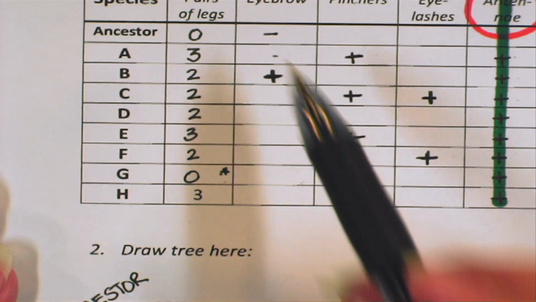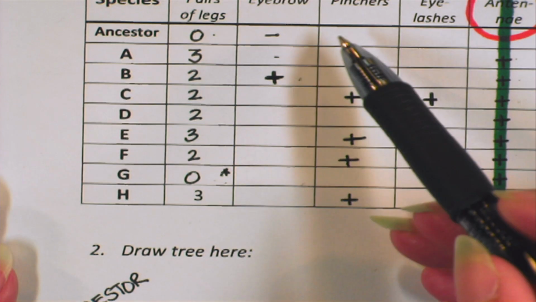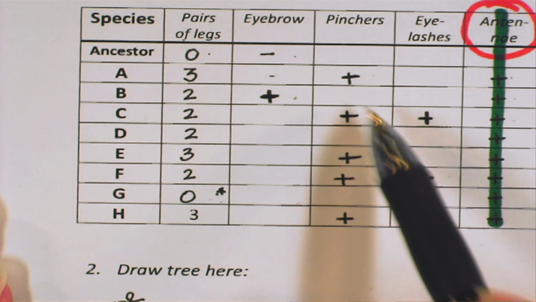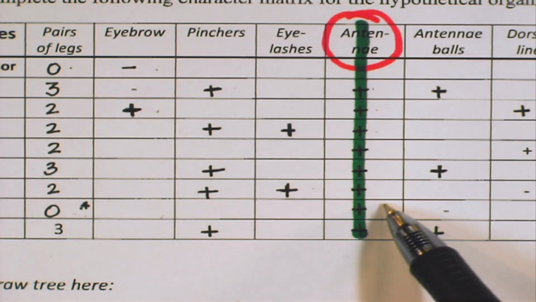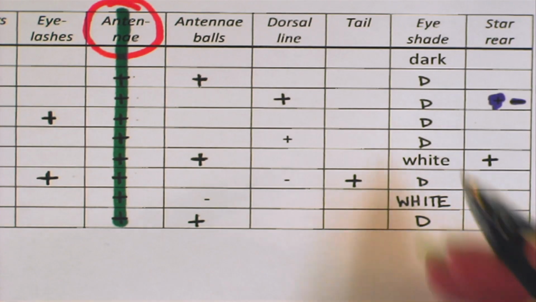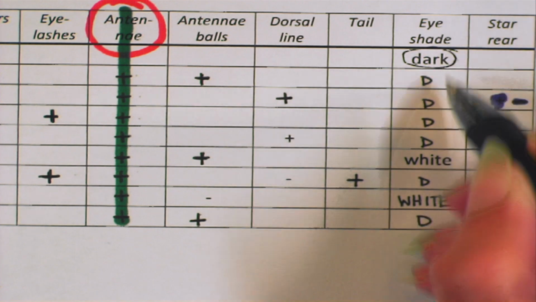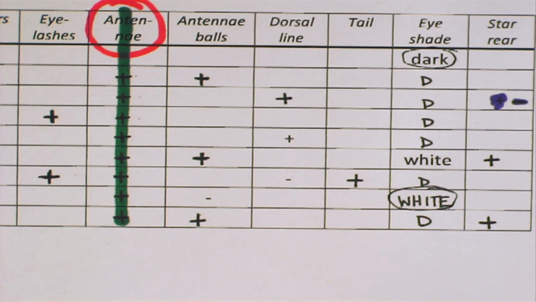So let's take a good look. The ancestor has 0 pairs of legs, G has 0 pairs of legs. The ancestor doesn't have an eyebrow, G doesn't have an eyebrow. Keep doing that all the way across until you might see a difference. Of course, we're going to skip over the antenna. We've already done that. And I keep moving, and in fact, I come across my first and only difference. The ancestor has dark eyes, and G has white eyes.